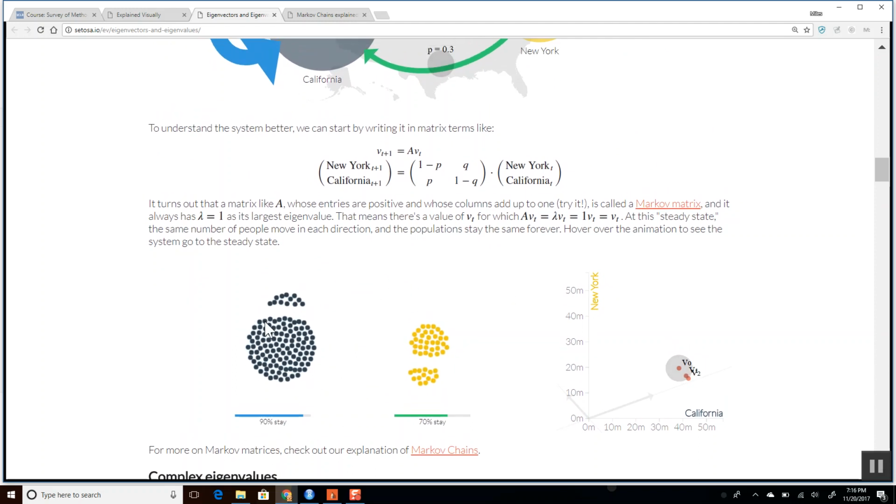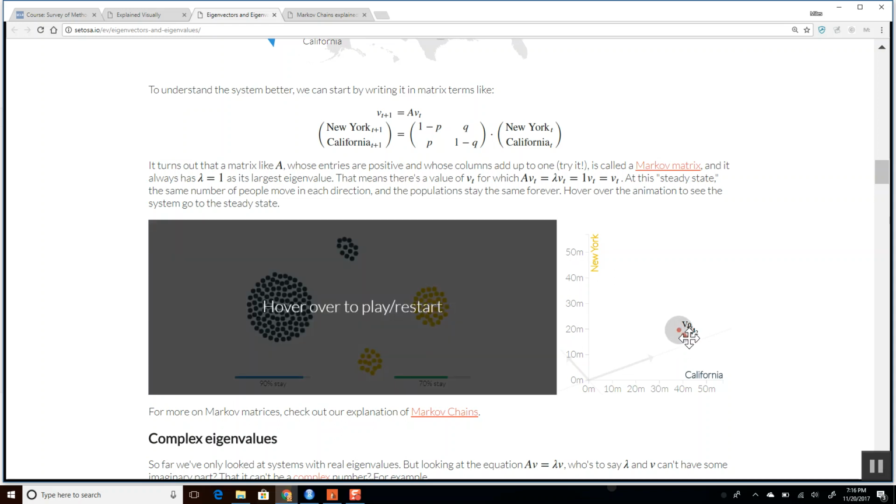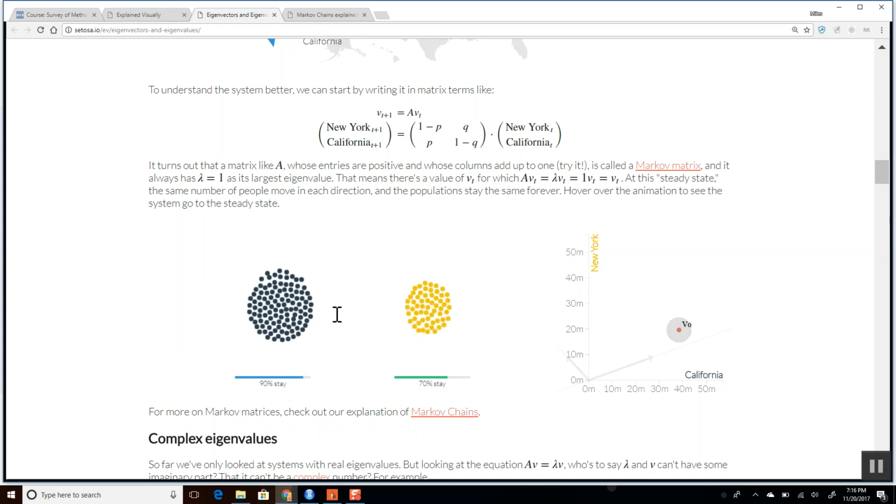I guess 90% of Californians stay in California, and then 70% of New Yorkers stay. And so here it shows where it transitions, and you can see over here where the next state ends up being. This arrow represents the eigenvector of this transition matrix, and we will see that after each iteration, no matter where I started, we get closer and closer to this eigenvector, which represents the steady state. And we can see we're right on that eigenvector there.